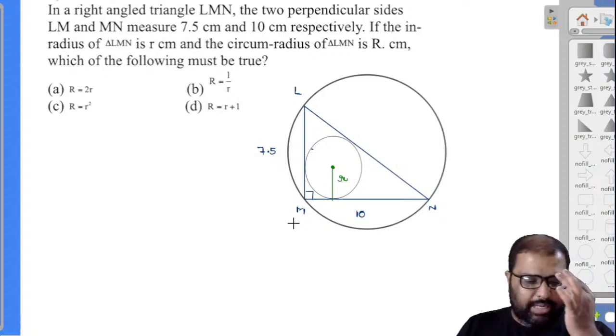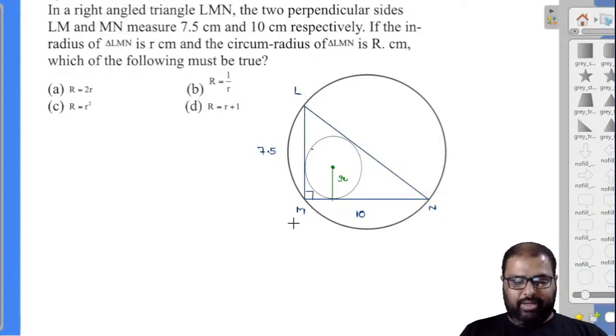What is the radius of the circumcircle in a right angle triangle? Did anybody get this idea? First of all, by Pythagoras theorem, let us find out.